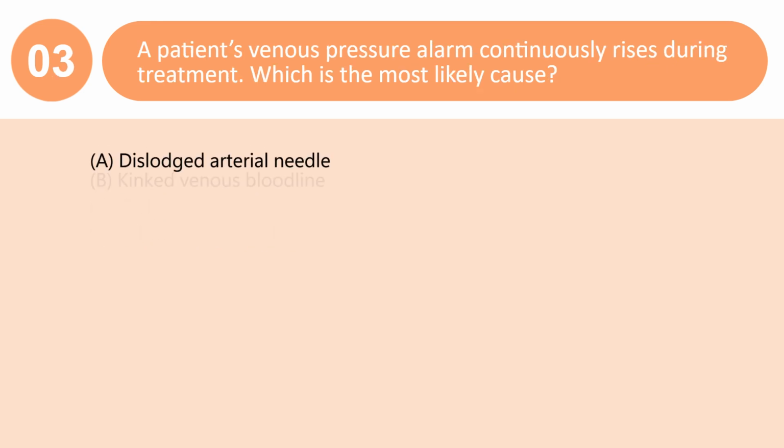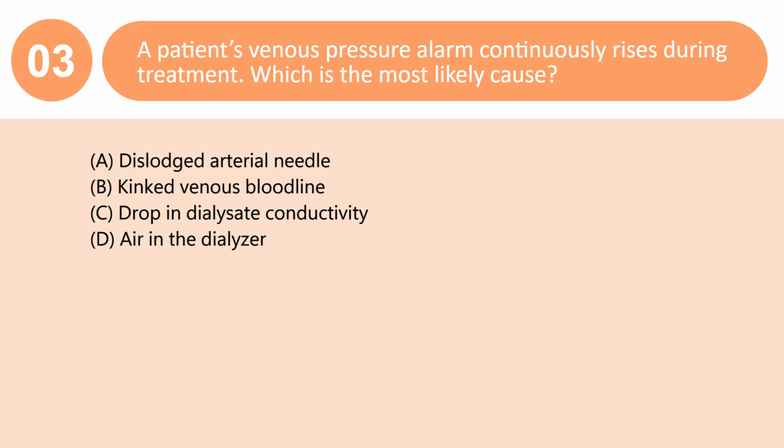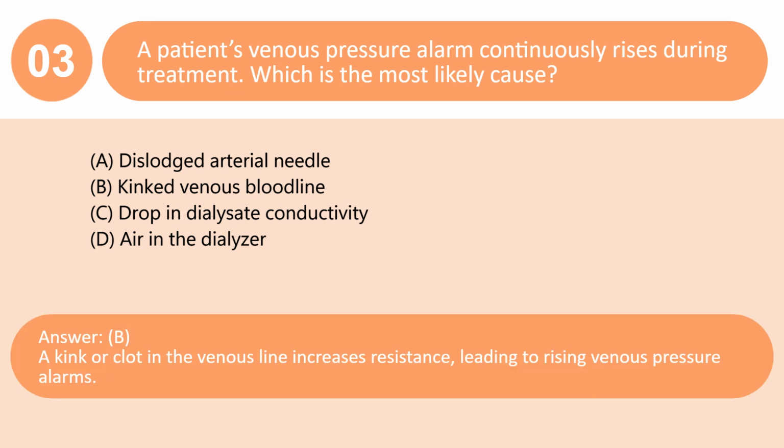A patient's venous pressure alarm continuously rises during treatment. Which is the most likely cause? A. Dislodged arterial needle. B. Kinked venous bloodline. C. Drop in dialysate conductivity. D. Air in the dialyzer. Answer B. A kink or clot in the venous line increases resistance, leading to rising venous pressure alarms.